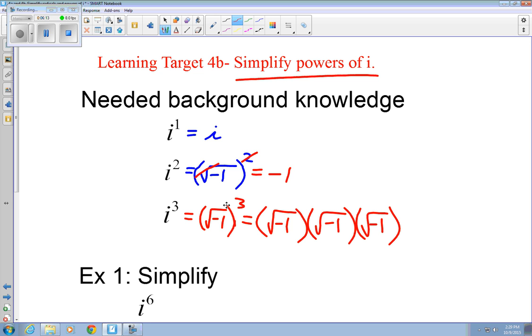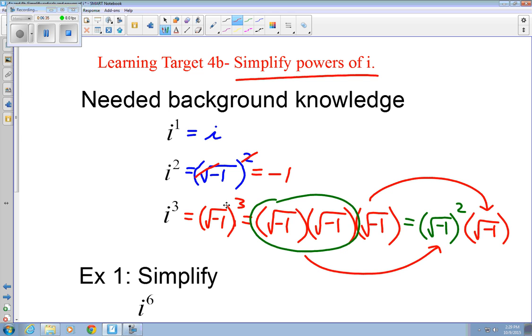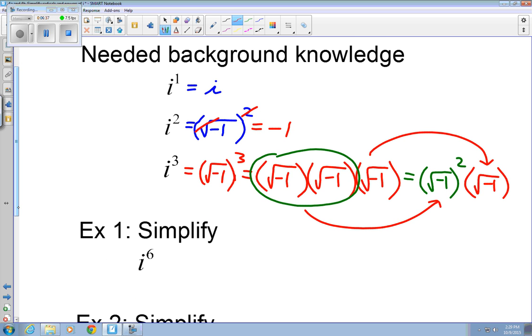Well, let's look at this a little bit further. If you have 2 square roots of negative 1, that's just like the square root of negative 1 squared. And I also have this other square root of negative 1. This one here. So the pair, I'm going to write it like this. The reason why I'm going to write it like that is we have square and square root cancel, which gives you negative 1. So we have negative 1 times the square root of negative 1. And the square root of negative 1 is i. So we have negative 1 times i, which is just negative i.